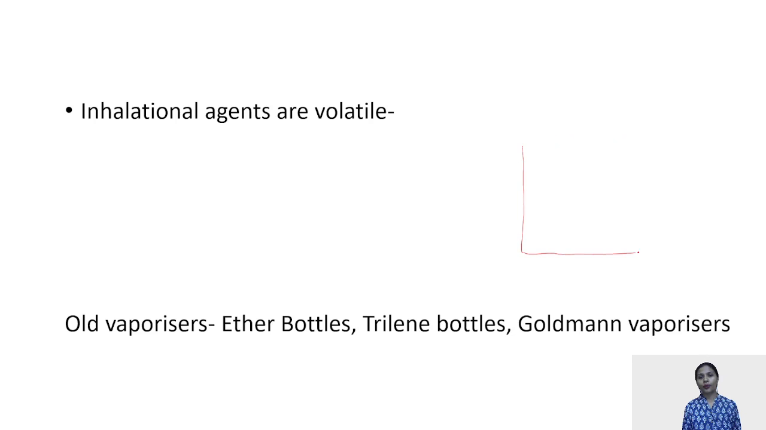Suppose this is your vaporizer, this is your inhalational agent, and this is your fresh gas flow that is coming. The fresh gas flow is of two types: it can flow through your inhalational agent, or it can bubble through, or it can just flow over your inhalational agent. These are some wicks which are present in order to increase the surface area. The fresh gas flow comes.